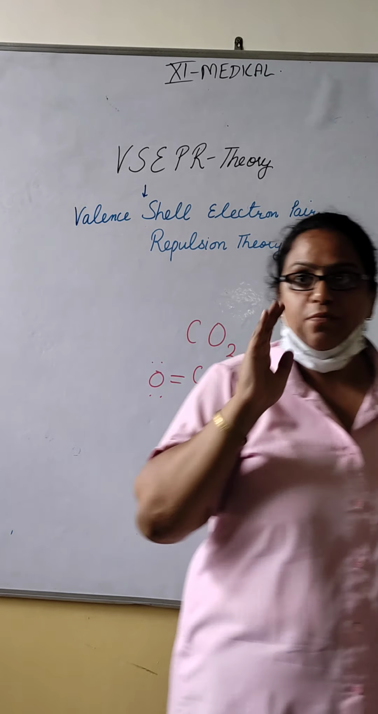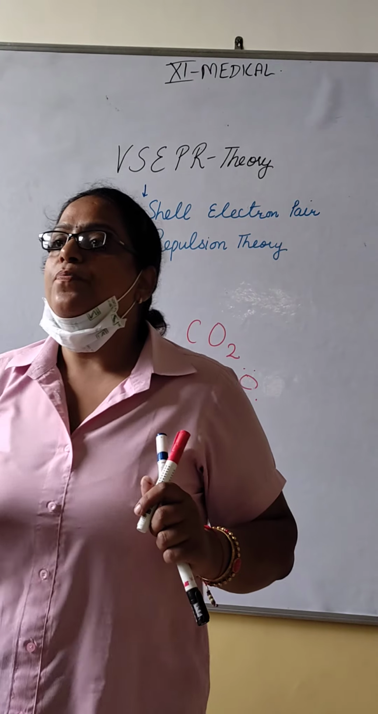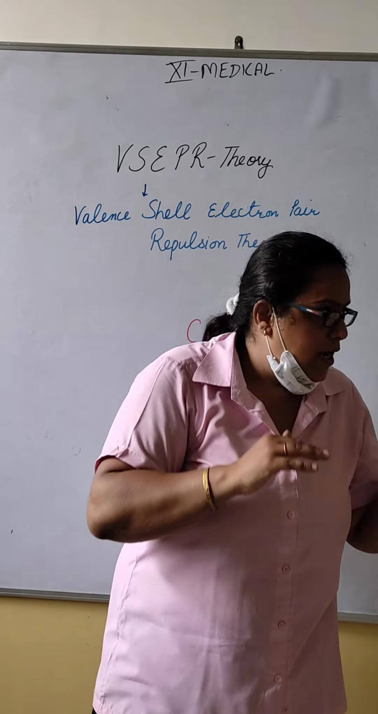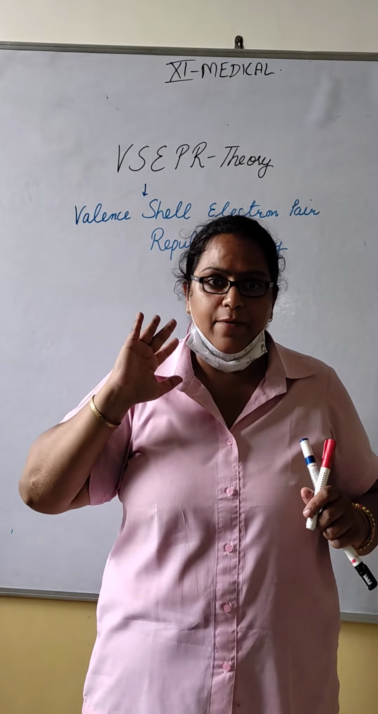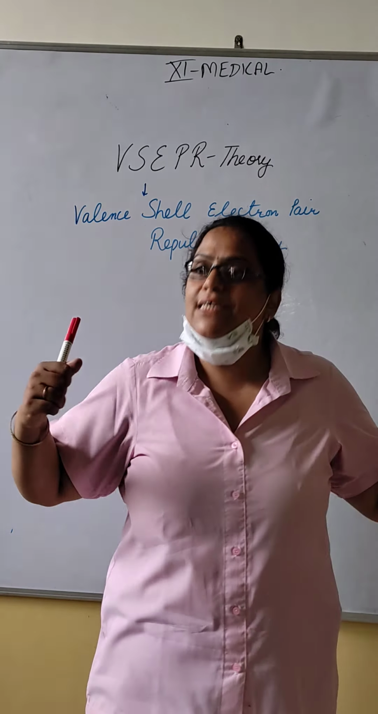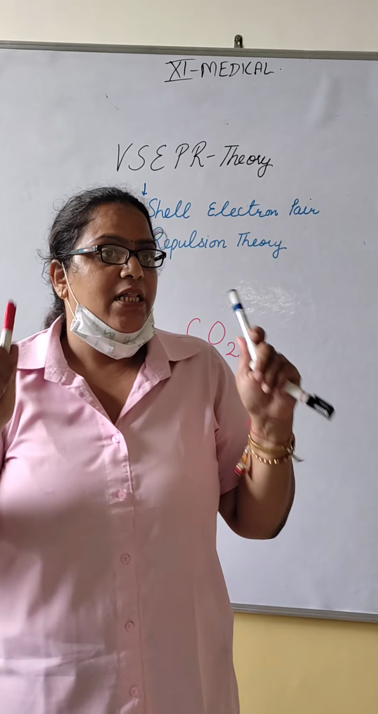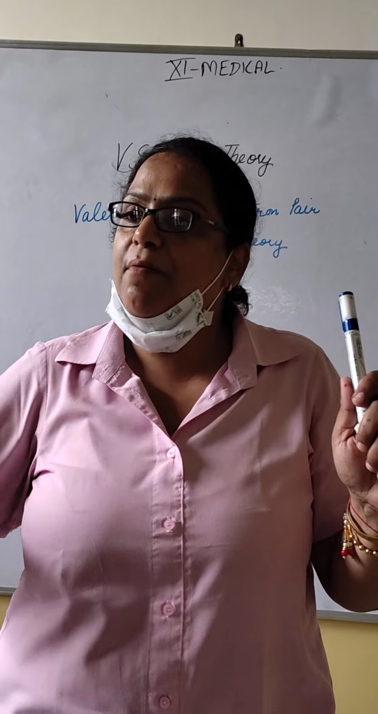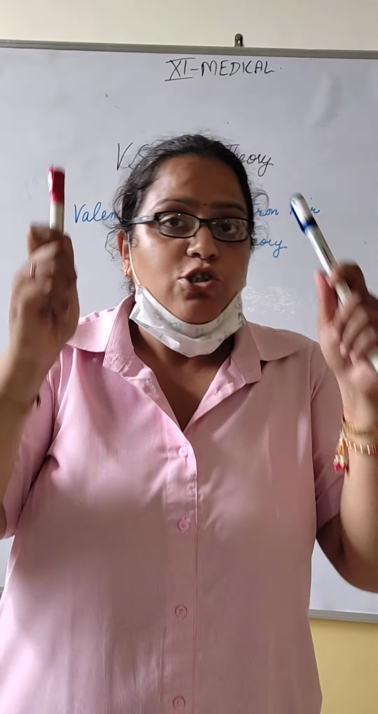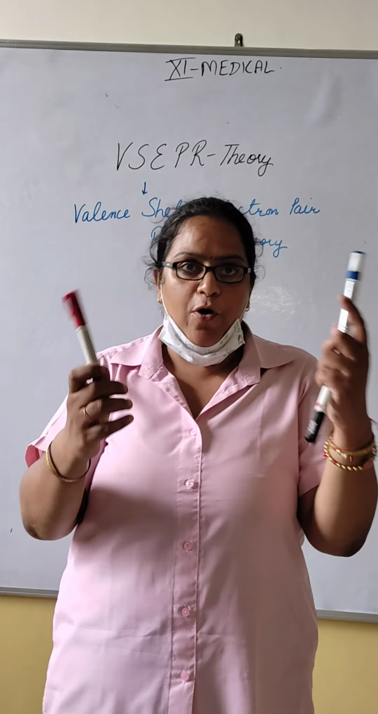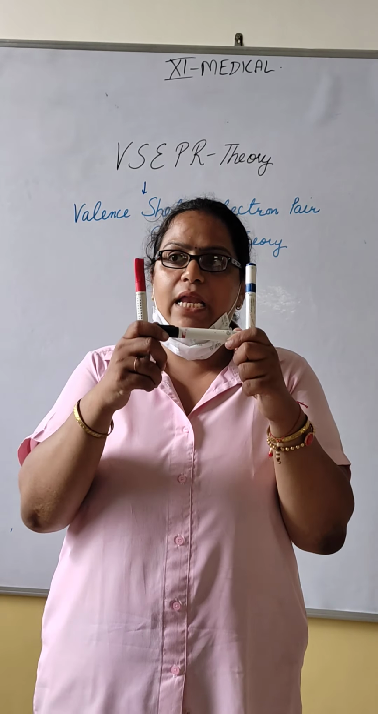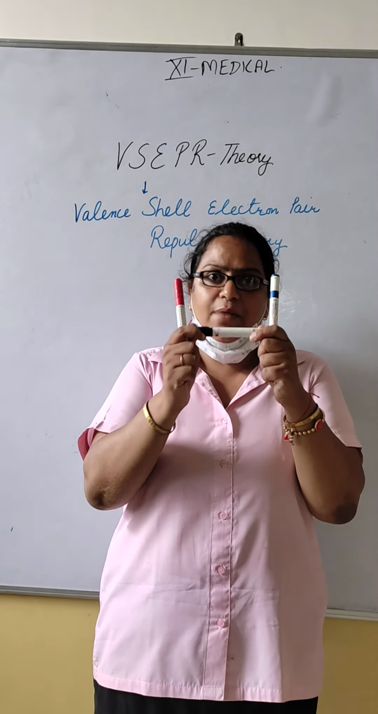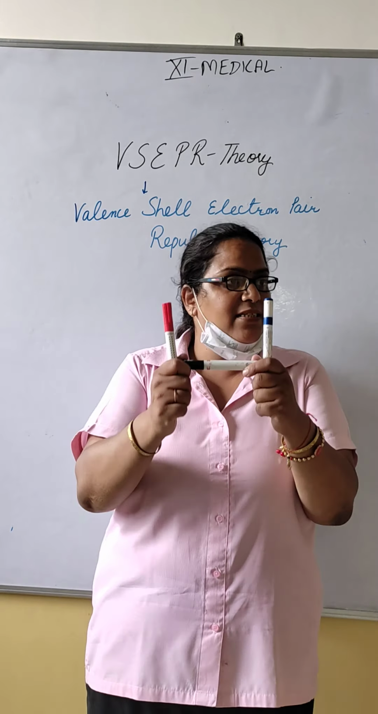Is this point clear? I said the central atom is surrounded by electron pairs, which means lone pairs as well as bond pairs. So these pairs will repel each other. After repulsion, they will fix at the position in which the repulsion between them is minimum and stability is maximum. Suppose this is the position, this is the central atom around which two atoms are present. This is the position where the repulsion between them is minimum and stability is maximum.